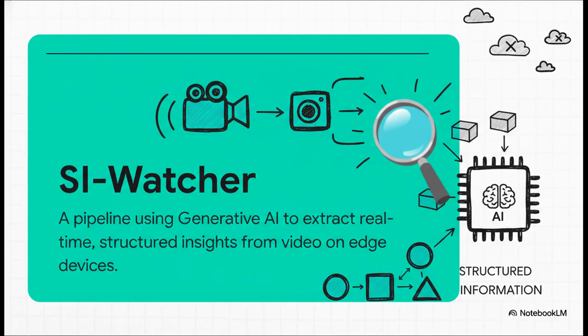So, let's get down to brass tacks. What is this thing? Well, SI Watcher is the whole shebang, a complete pipeline. It pulls in video and then uses a generative AI, kind of like ChatGPT, but for images and video, to figure out what's going on in the scene. Then it spits out useful, structured info. But, and this is the real kicker, it does all of this on the device itself, locally, no cloud involved.